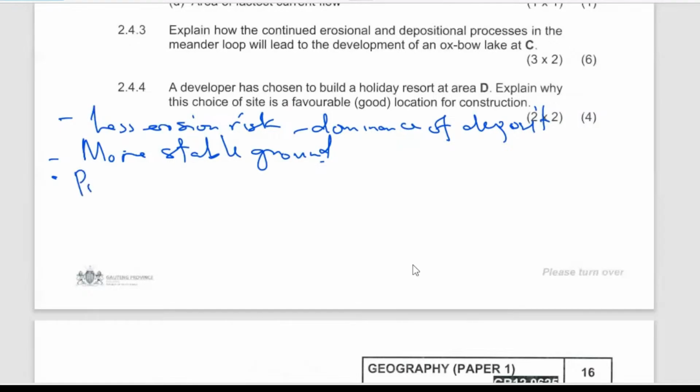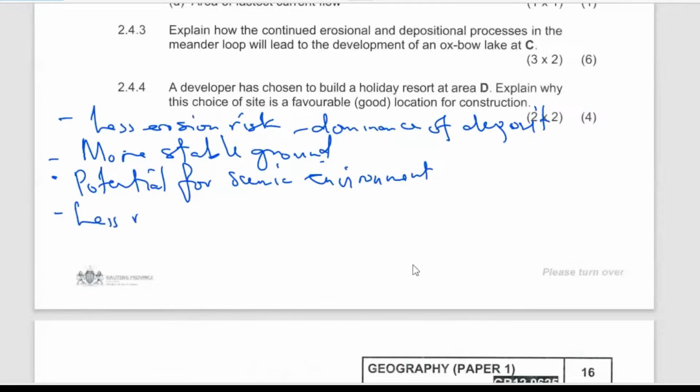It has potential, the area, for a scenic environment. There will be a scenic environment there because of the deposition that happens. People can ultimately go sightseeing in the area. It's potential for sightseeing, or it's a scenic environment because of the deposition that happens there. And also, there's less risk of flooding.